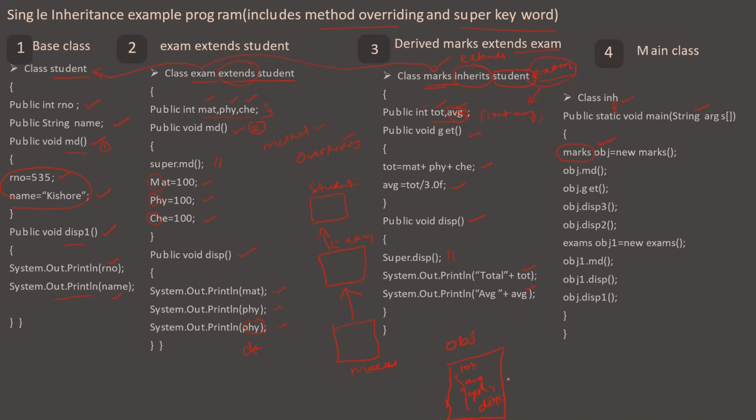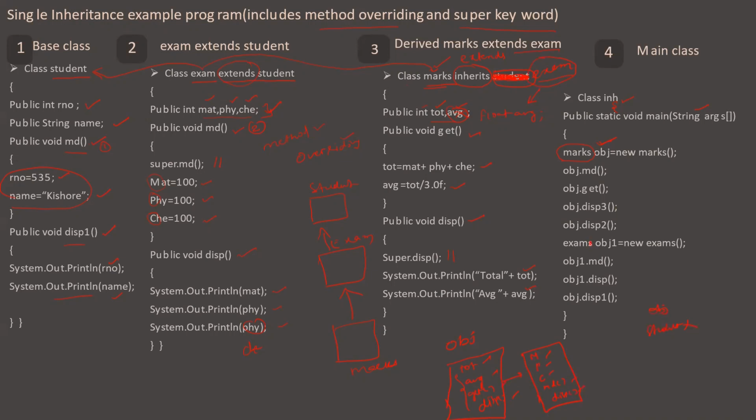So now, continuing this object, you have the same thing for another class. What is that class? Exam. So in this exam, what are the things you have? You have maths, physics, chemistry marks, I'm writing in short, then you have the MD method, then you have the display method. So now this object can call all these properties, but this object can't call the properties of student, because student is not inherited. Your exam is inherited. Is that point clear? Right?